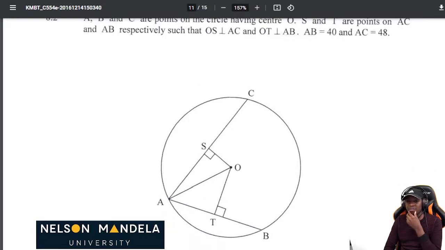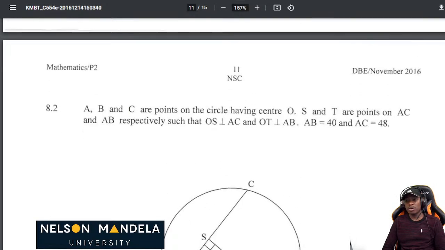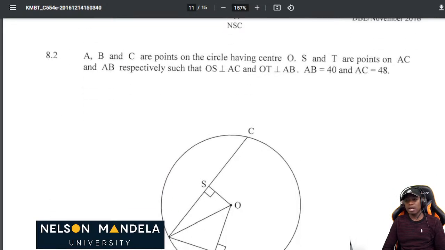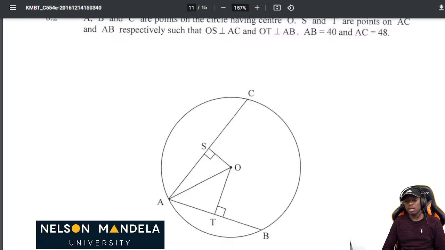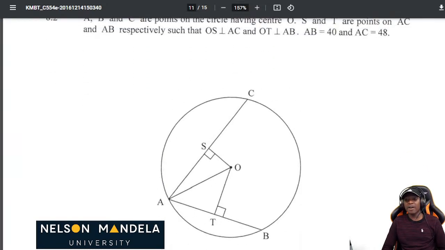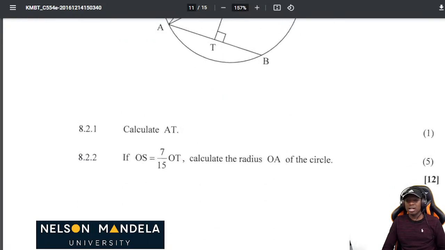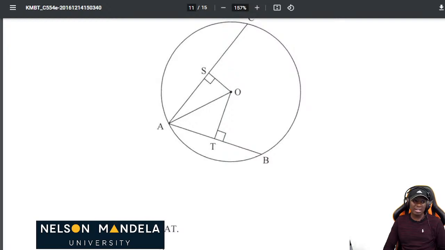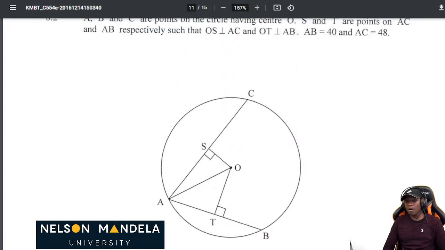So in other words, if they are perpendicular, according to theorem 1 of Euclidean geometry, AS is equal to SC. Then the length AB is 40. Also, from that perspective of AB, we know that AT is equal to TB. Then we're given AC to be 48, so AS will be half. Those things are just bisecting each other. Calculate AT. Where is AT? That's easy, guys. AT will be equal to half of AB.